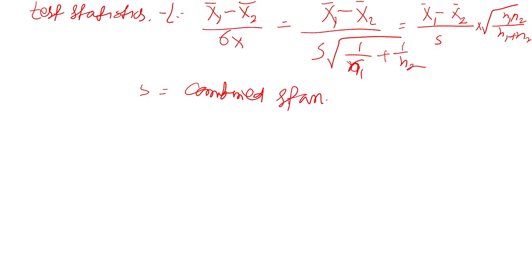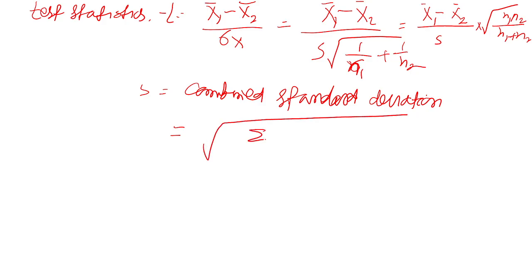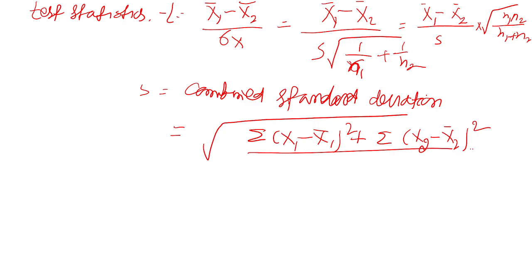Here s is going to be the combined standard deviation. The formula for that is the square root of summation of x1 minus x1 bar whole square plus summation of x2 minus x2 bar whole square, over n1 plus n2 minus 2. So the degree of freedom will become n1 plus n2 minus 2. Can anyone say why it becomes n1 plus n2 minus 2? Any idea?